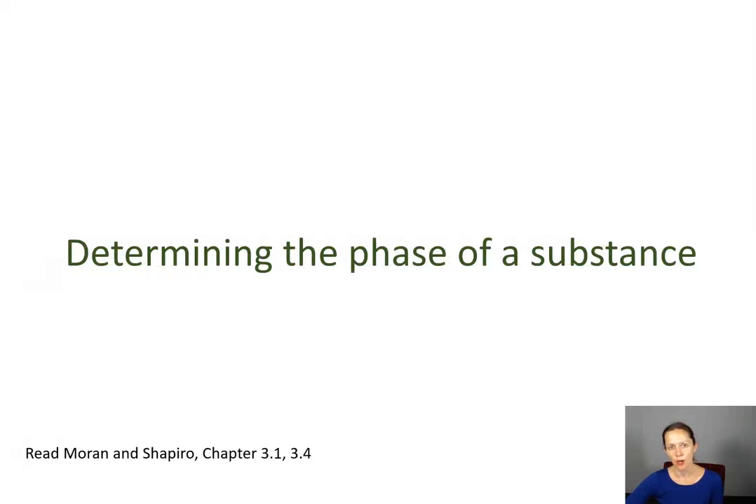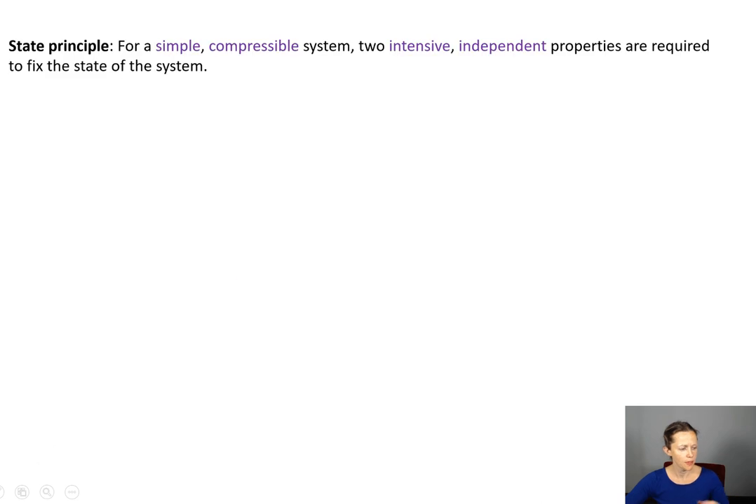In this segment, we're going to talk about how we determine the phase of a system. So, first thing we're going to do is talk about the state principle. It says for a simple compressible system, we need two intensive independent properties to fix the state of the system. That means to figure out all the other properties that we want to know about that system.